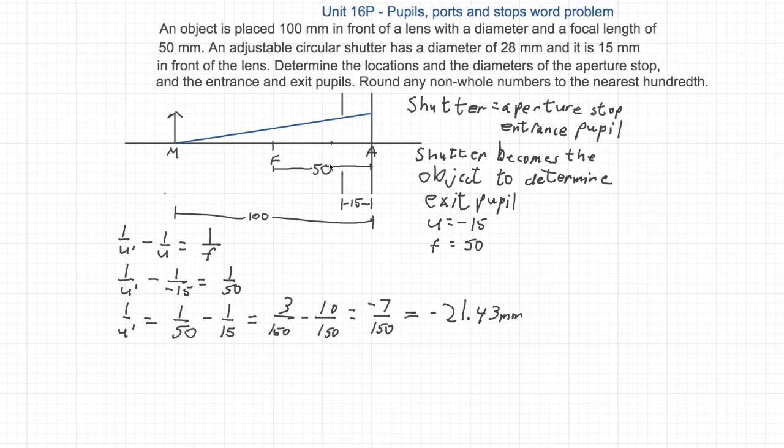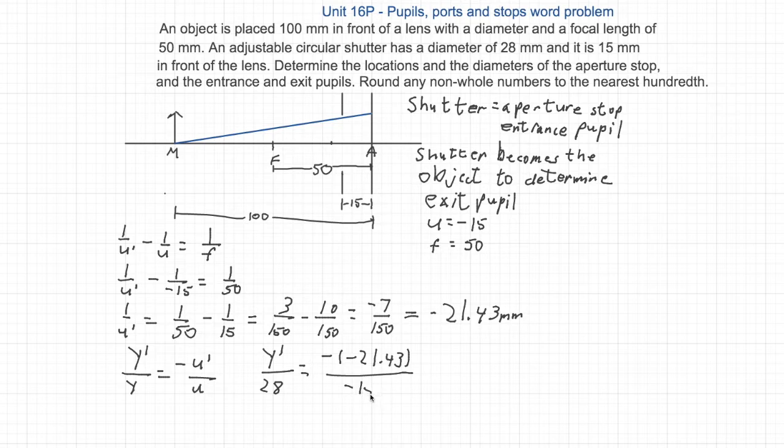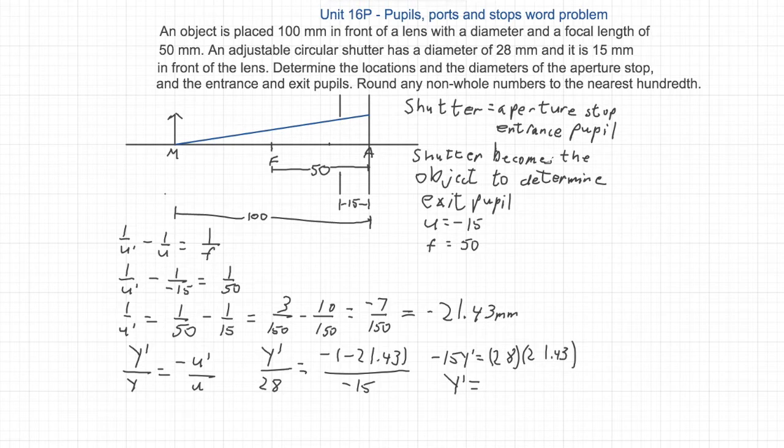Now we'll determine the size of the exit pupil. The formula is y prime over y equals minus u prime over u, where y prime is the image size and y is the object size. And we plug in what we know, and we find that y prime equals -40 millimeters.